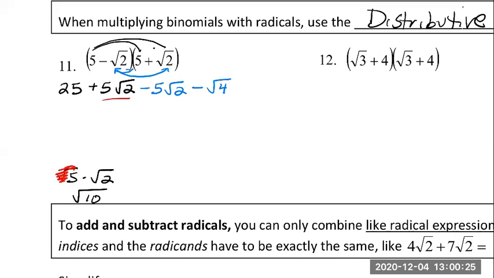And then we can add like terms. So these two are like radical expressions. To combine those, if you have 5 root 2 minus 5 root 2, that would be 0. No more root 2's anymore. So you have 25, and then plus 0 root 2's. And then square root of 4 is just 2. Now 0 root 2 is just 0, so we really don't need that. So this is 25 minus 2. So the answer is 23.